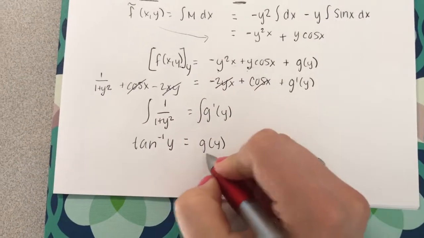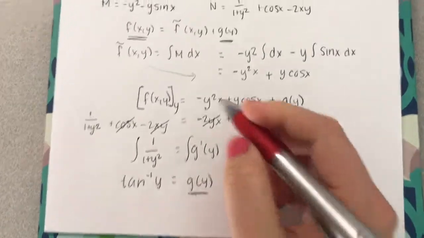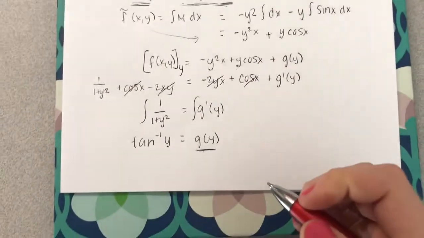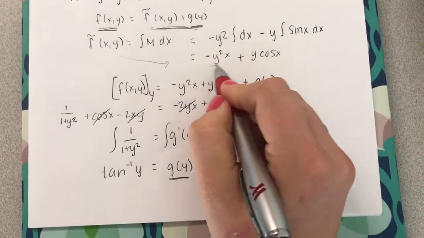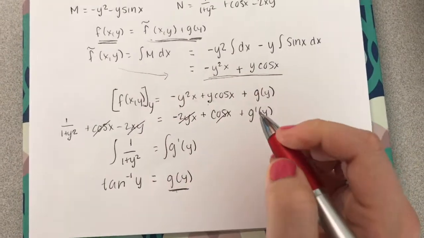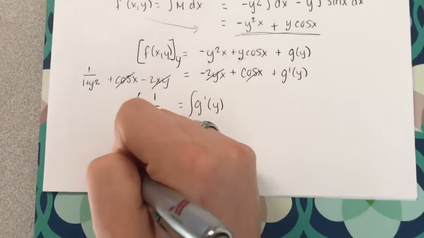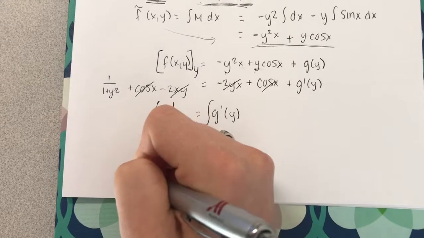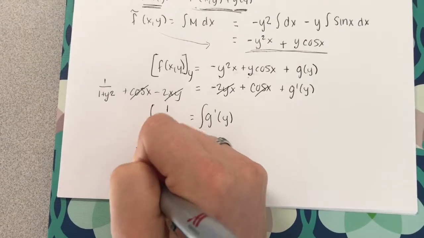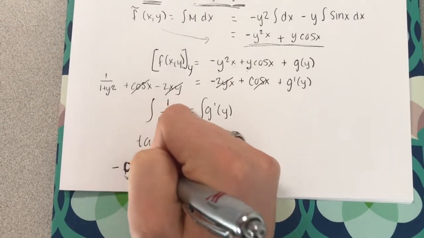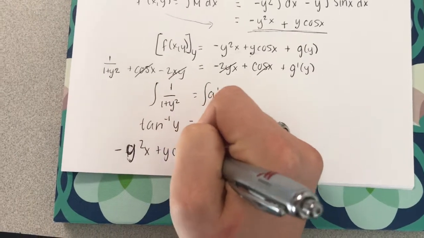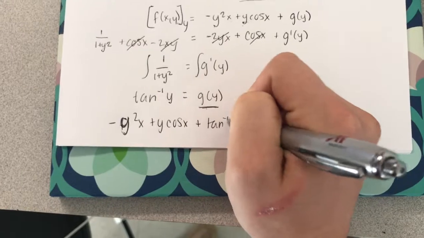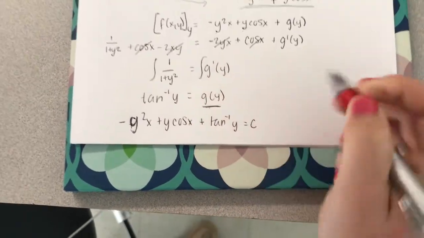So from here, I can plug the g of y I just found back into this f of x comma y equation. I know that my f tilde, which we found here, was negative y squared x plus y cosine x, so I'm going to set f equal to c. So I have negative y squared x plus y cosine x plus inverse tangent of y is equal to c.